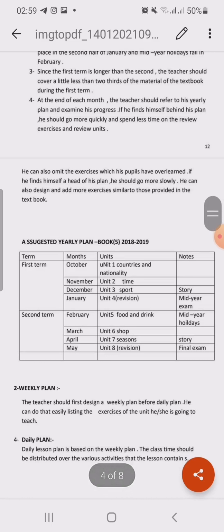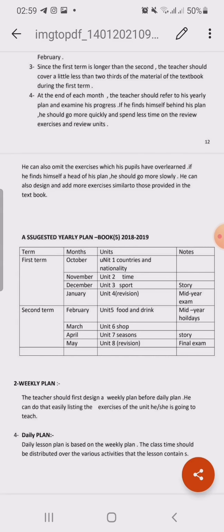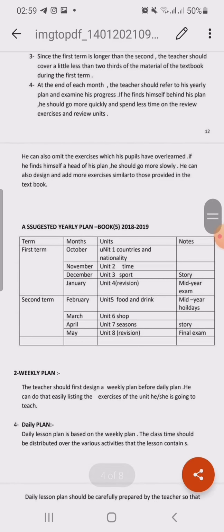Number 3, since the first term is longer than the second, بما أنه النصف الأول هو أطول من النصف الثاني للسنة, the teacher should cover a little less than 2/3. يعني لازم الأستاذ يغطي أقل بقليل من ثلثين المادة، أقل قليلا من ثلثي المنهج لازم يغطيه المعلم في النصف الأول للسنة.